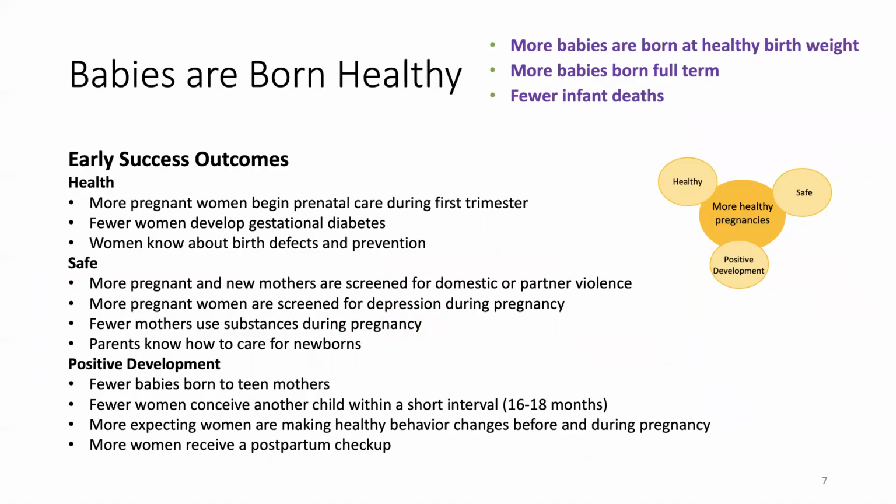So let's zero in a little bit closer so we can actually look at some of the outcomes. Babies are born healthy. For that impact area, the outcomes in the upper right-hand corner are the ways in which we will measure to what extent babies in any community are being born healthy. So more babies are born at healthy birth weight, more babies are born full term, and there are fewer infant deaths. We know, though, that in order for those outcomes to be achieved, we have to look closer at the early success outcomes. These are outcomes that usually precede but contribute to reaching these other outcomes.